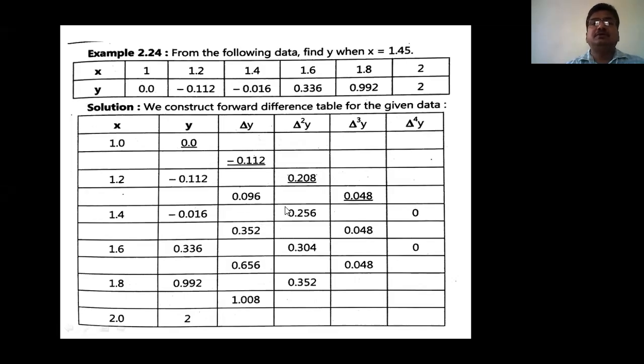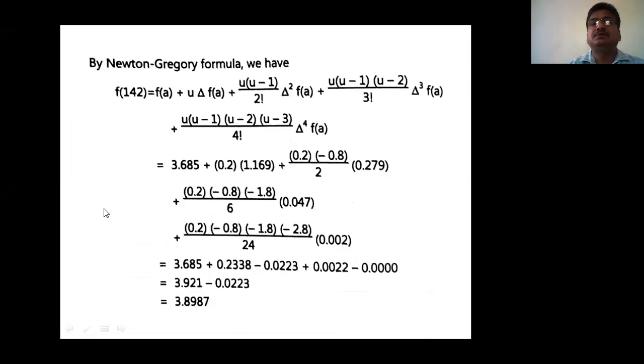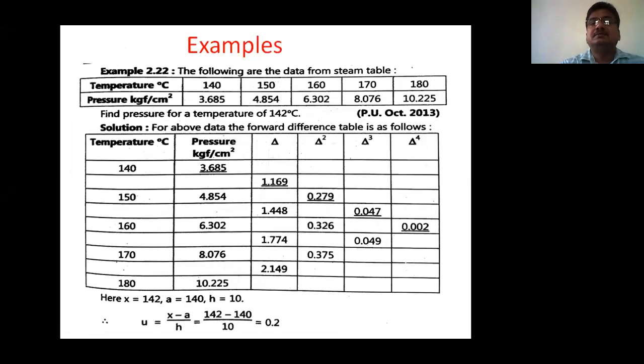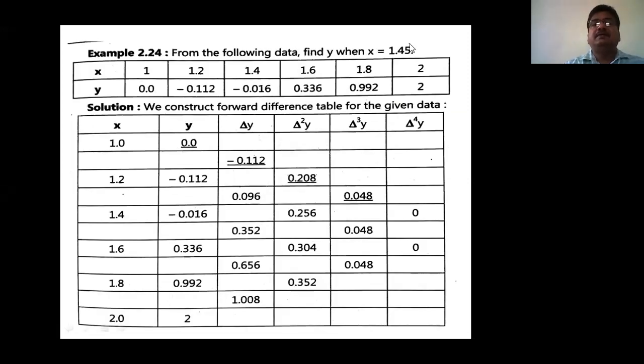Next example on Newton's forward difference interpolation formula. So the table is given. The first row contains the values of x, and the second row contains the values of the function y or f(x). And we have to find the value at 1.45.